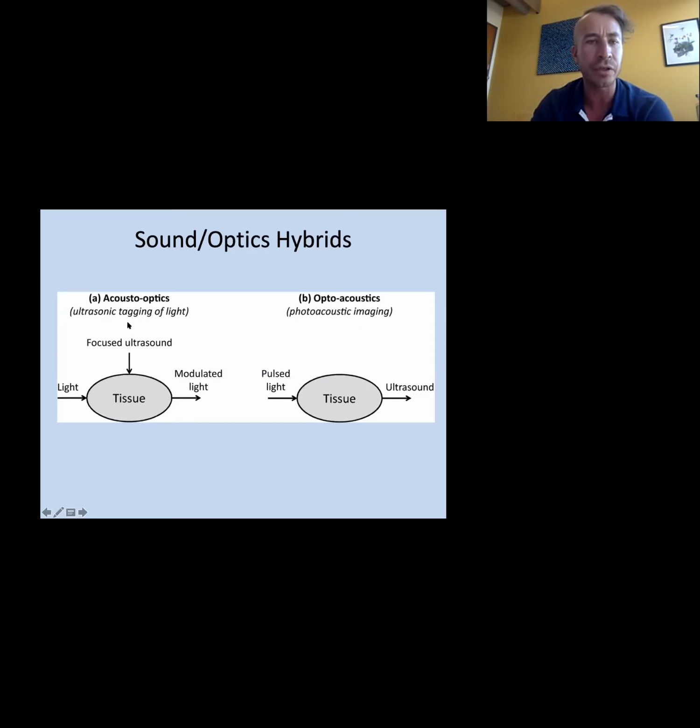So in terms of acousto-optics, what you're essentially doing is modulating the tissue properties using ultrasound. And by modulating the tissue properties, you're modulating the light that goes through it, okay? So one key issue is that you have this 90-degree orientation, okay? And we'll talk about why you need that in a minute.